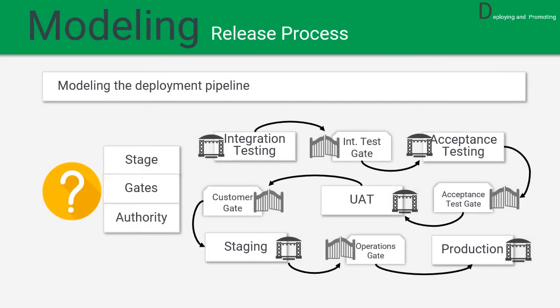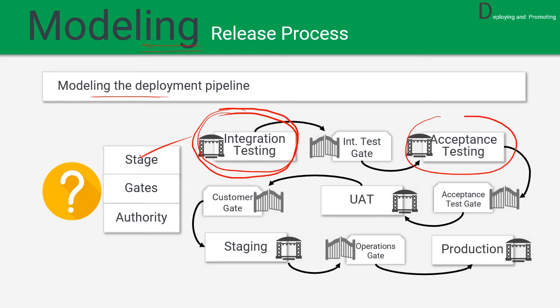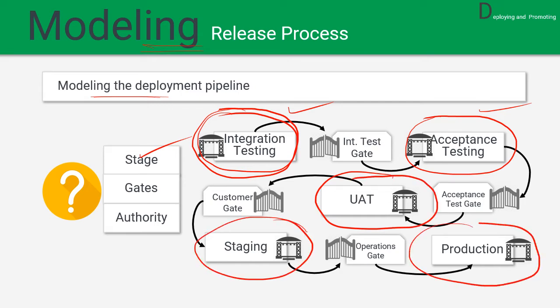We'll do a small review of a concept that you're already familiar with, which is modeling the release process. Whenever you create a model for your deployment pipeline, you decide upon the various stages that are there. There are three things that you must consider, the first of which is the stages, right? What are the various stages in your release process? There could be integration testing, acceptance testing, user acceptance testing, staging, and then finally you can release your software.